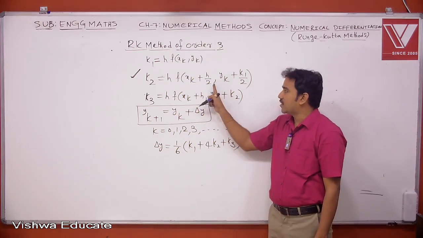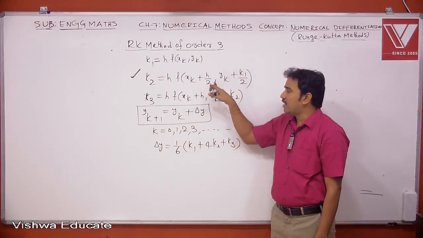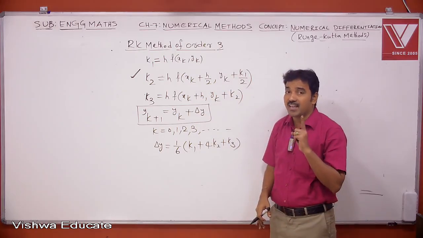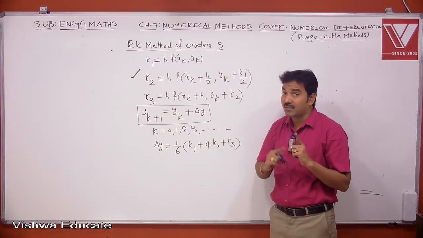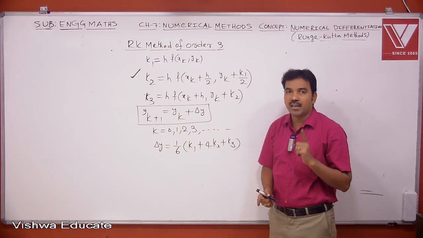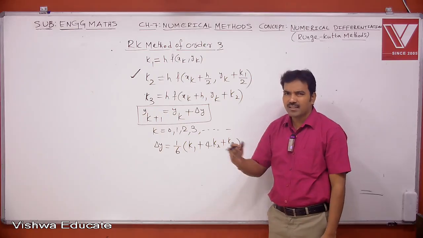Once you find k1, k2, k3, you know how to find k1. So if you want to find k1, k2, k3 in the first iteration, k is 0. If you want to find k1, k2, k3 in the second iteration, k must be 1. If you want to find k1, k2, k3 in the third iteration, k value must be 2. So like this we can follow.